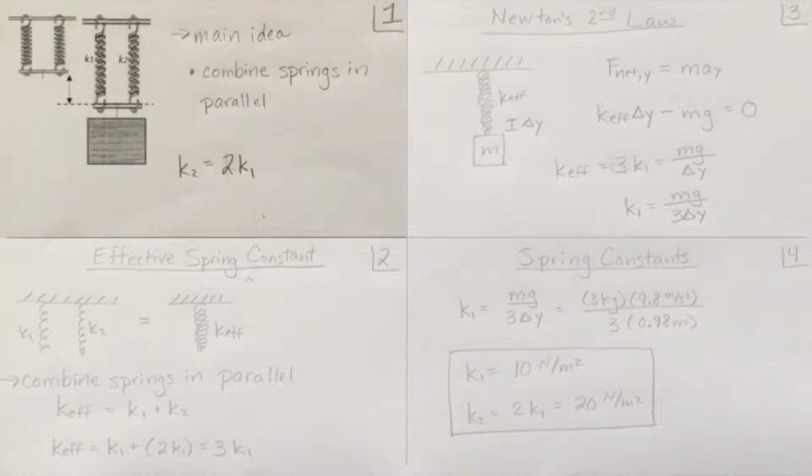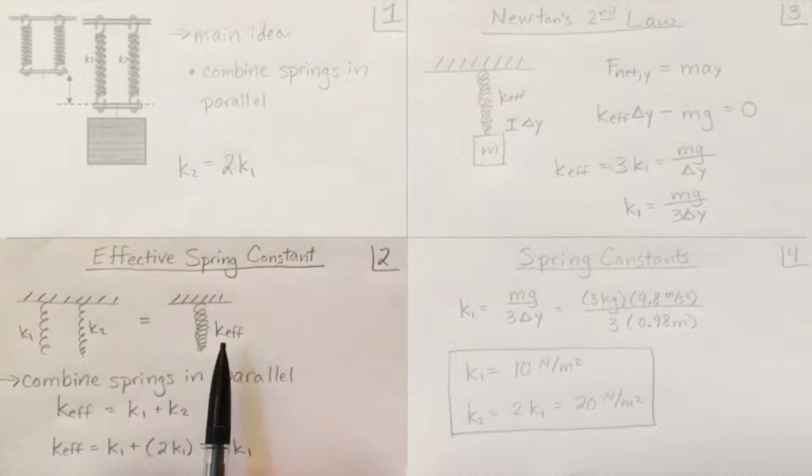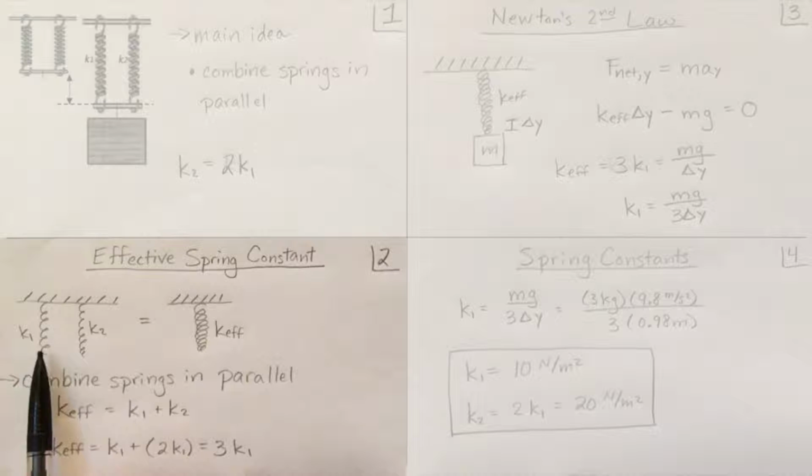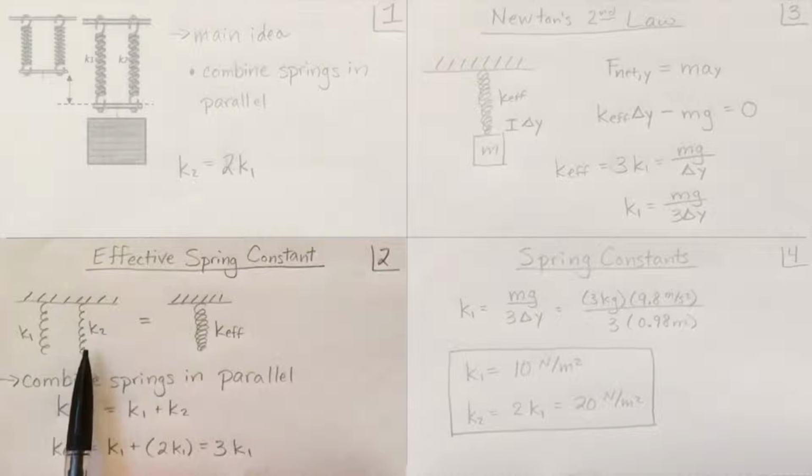of the first spring. The first step is to find the effective spring constant, which is the spring constant for a spring that is the same as if we were able to combine the springs with spring constant K1 and the spring with spring constant K2. Because these two springs are parallel, we combine their spring constants by just adding them together. So the effective spring constant is equal to K1 plus K2.